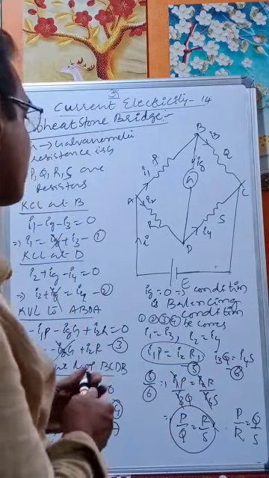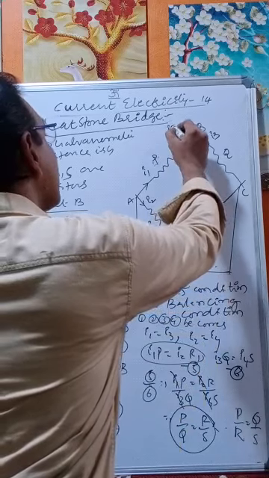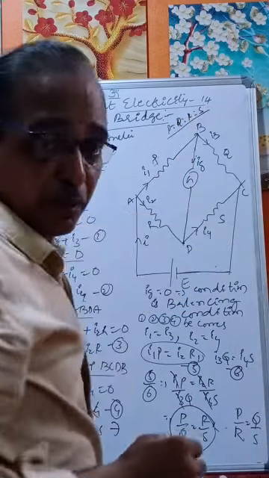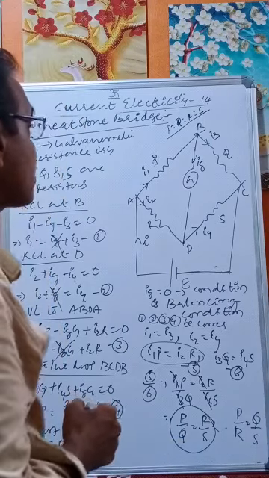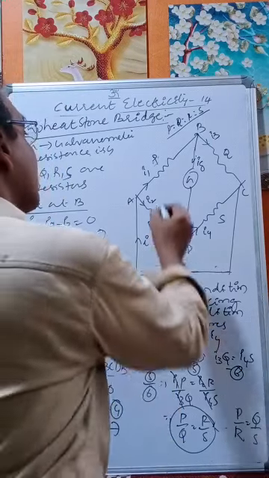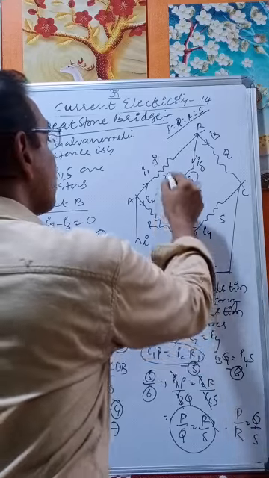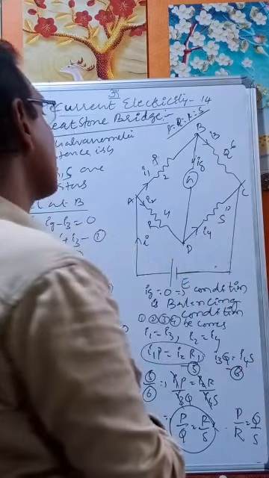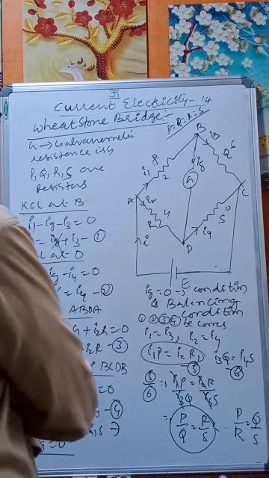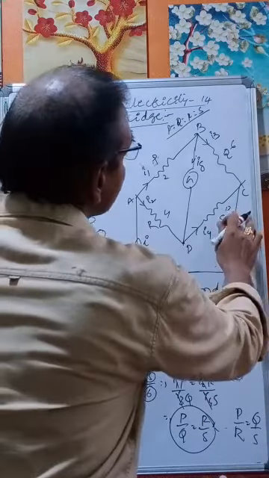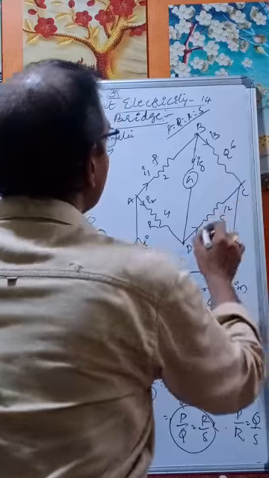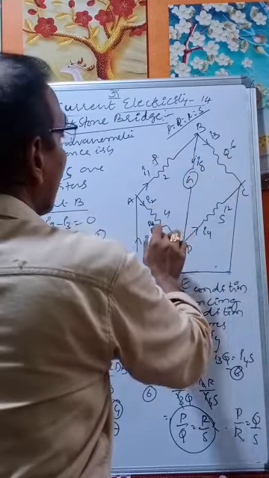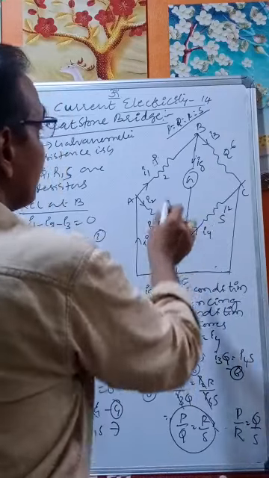For more sensitivity of the bridge, P should be equal to Q, should be equal to R, should be equal to S. Or if you take this as 4, this is 2, this has 4, and this has 6, and this has 12. Then P by Q, 2 by 6 is 1 by 3, and R by S is 4 by 12, 1 by 3. 1 by 3 is equal to 1 by 3.